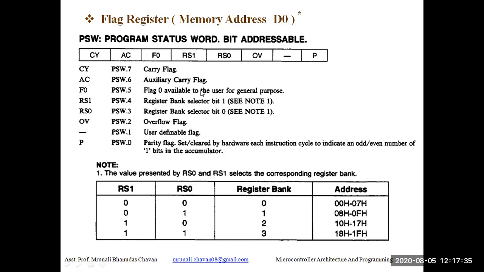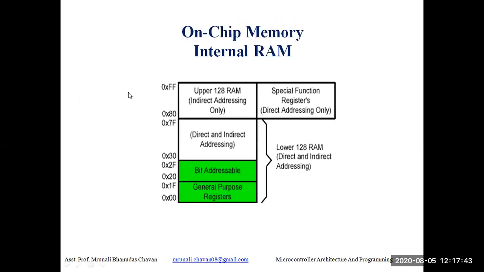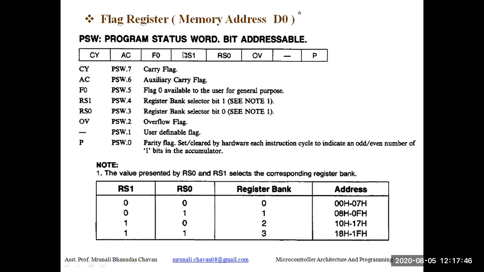It is available to the user for general purpose. Next two bits are RS1 and RS0. These two bits are PSW.4 and PSW.3 respectively. These are register bank selector bits. In internal RAM of 8051, there are 4 registers for bank selection.